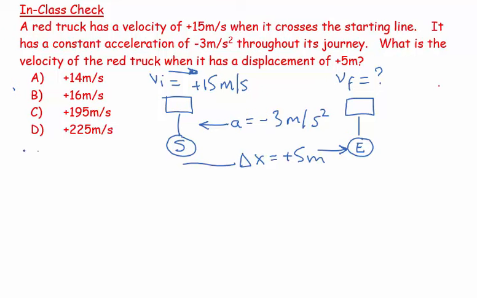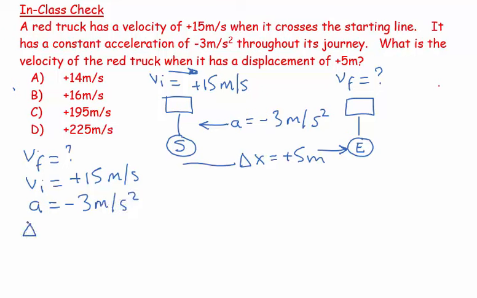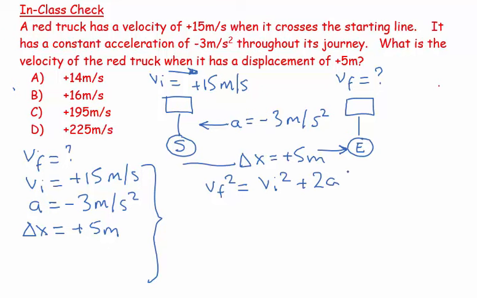So let's make our list. Our final velocity is, I don't know. Our initial velocity is plus 15 meters per second. Our acceleration is minus 3 meters per second squared. And our displacement is plus 5 meters. And what I need to do now is come up with a relationship which links these things. And the one that comes to mind is Vf squared is equal to Vi squared plus 2a delta x.